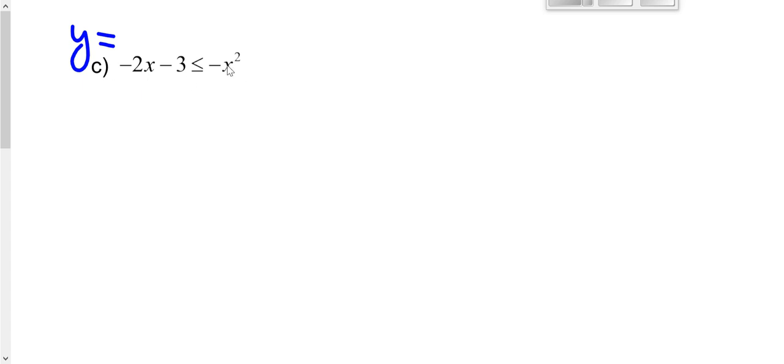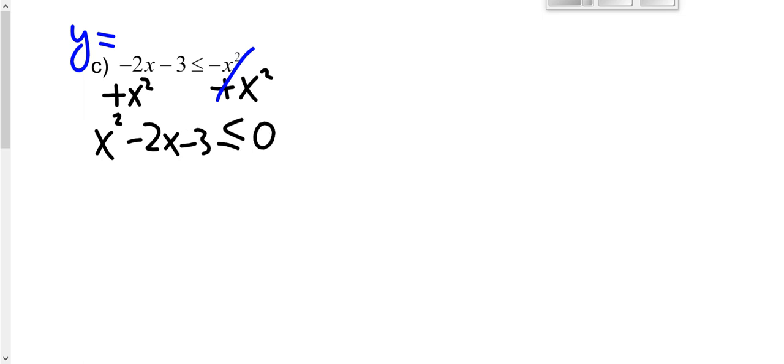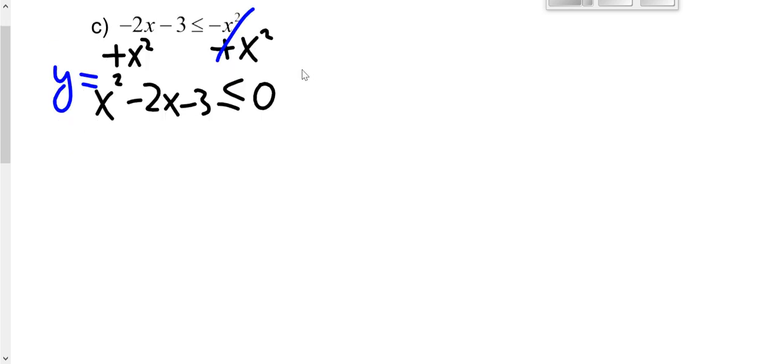Why? Because in that case, if you move this to the left hand side, that will give you a positive x squared. Okay, so let's quickly do this. Plus x squared, plus x squared. So on the left hand side, I have x squared minus 2x minus 3 is less than or equal to 0. And I'm talking about this. So that means I'm looking for the region of x in which y is less than or equal to 0. So that means a negative.